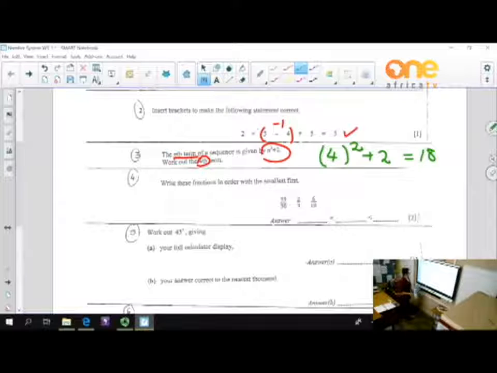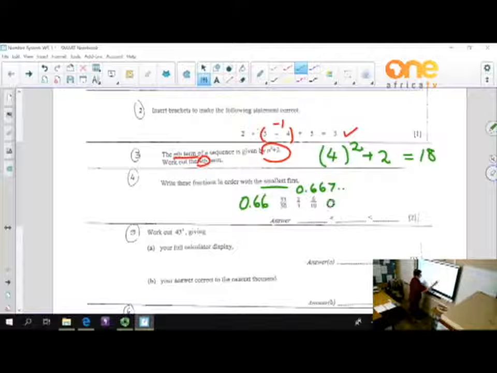Write these fractions in order with the smallest first. Now, when we get these comparisons, we have to change them to the same thing, percentages, or usually we change them to decimals. So 33 divided by 50 is 0.66. 2/3, to divide by 3, is 0.667 recurring. And 6 divided by 10 is 0.6.